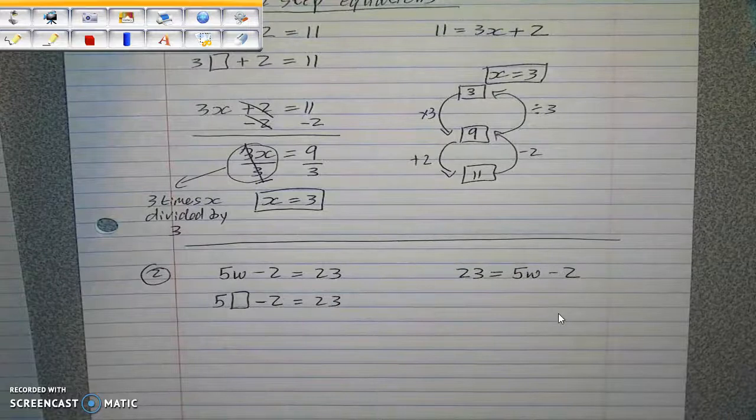What did they do first? What did they do second? And what is the value of w? So w is equal to 5, because 5 times 5 is 25, and then you take away 2 and you get 23. What they did first was they multiplied, and what they did second was they subtracted.